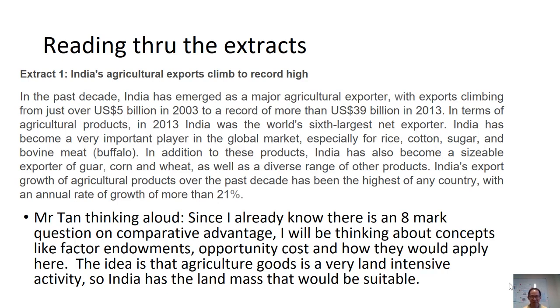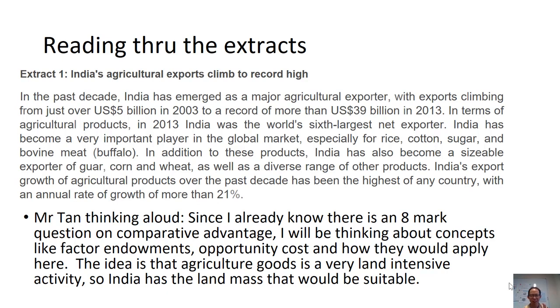Having said all these things, when I look at this extract, I can understand better how India can emerge as such a major agriculture exporter. India is in the group of countries called the emerging economies. I call this BRIC. BRIC stands for Brazil, Russia, India, and China. These four economies are known as the emerging economies.